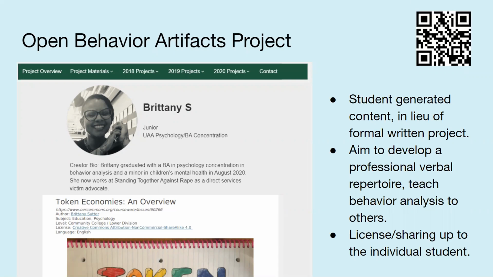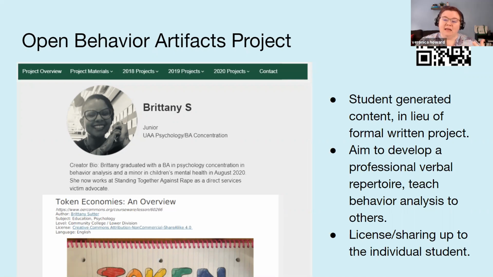This behavior artifacts project is one that I've been working on. This is the 3rd fall semester in a row, and students have been very kind and very generous. If you come to the website, which you can access using this QR code, you can actually see the students and their projects and the materials that they've created, as well as all the other project materials.